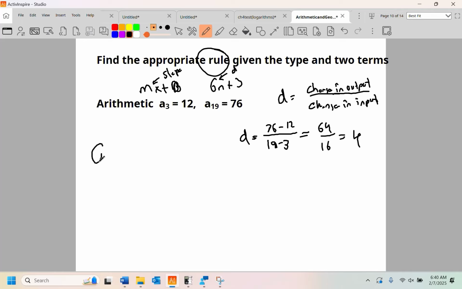Now your task here is to write the explicit rule. All right. A sub n is the first term plus n minus 1 times d. If I didn't tell you that, some of you would probably do summation for some odd reason. But what I need for starters is the first term.